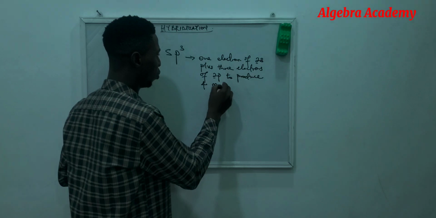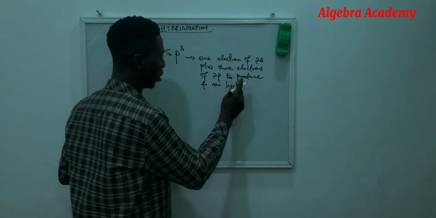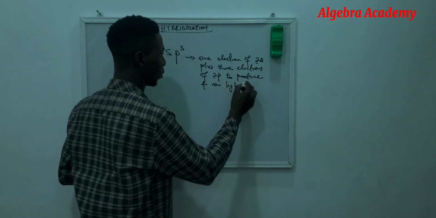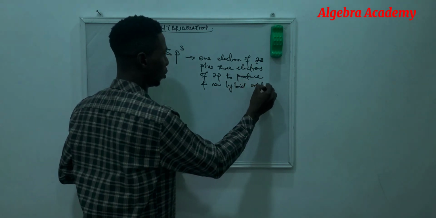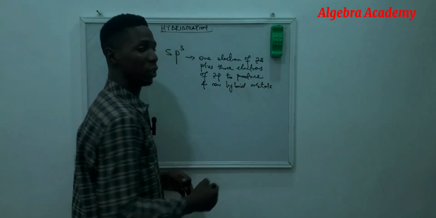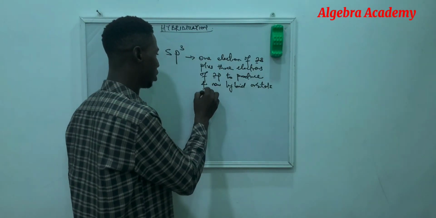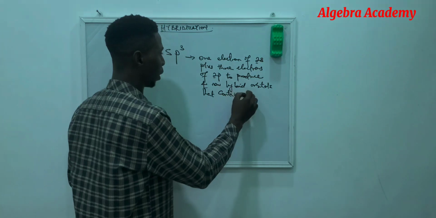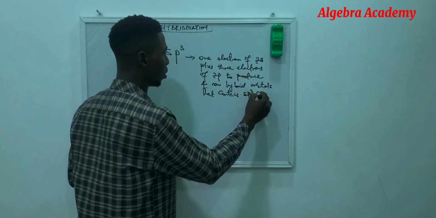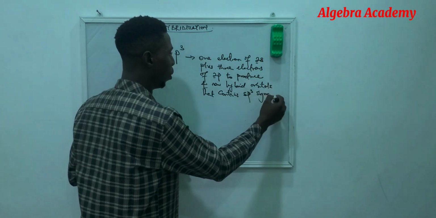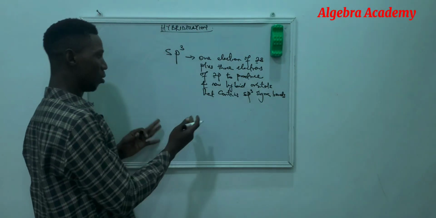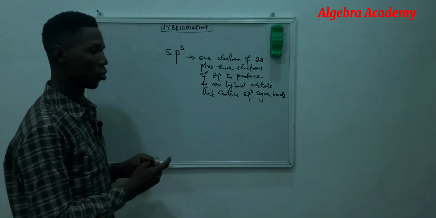to produce four new hybrid orbitals that contain sp3 sigma bonds. Now, before I go further, let me quickly go to somewhere.